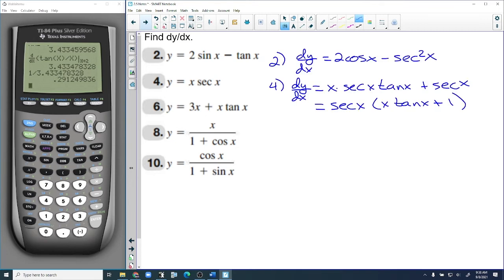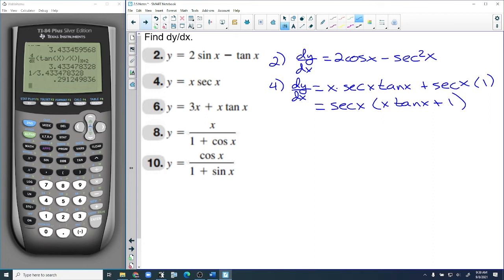So first times derivative of second plus the second. The first is secant. Derivative of x is 1, so plus the second times the derivative of the first. So we have a 1 here, times the derivative of the first. Then we can factor out a secant. All right, try 6. 6 has the product rule also, x times tangent. So you have to take first times derivative of second plus second times derivative of the first. So this one has a product rule in it as well.